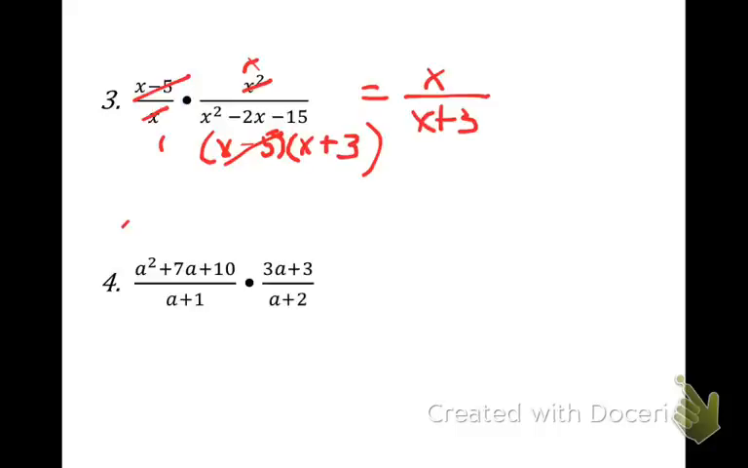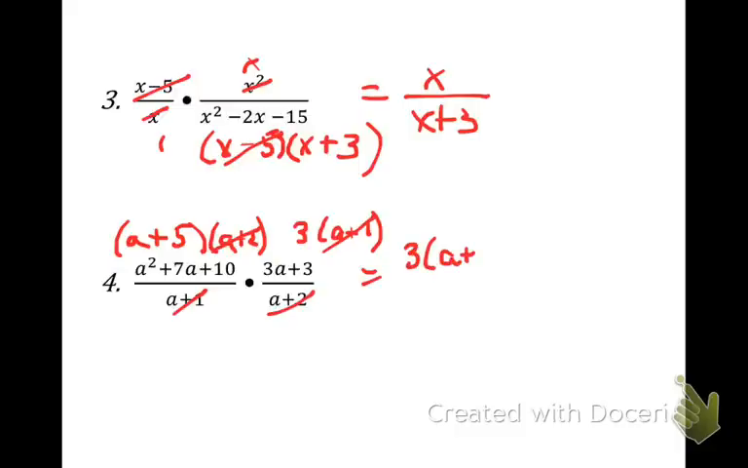In this one, we can factor here, and we need factors of 10, 5 and 2, that can add to 7. Here we can factor the numerator of the second one because it does have something in common, so don't forget that step. So the a plus 2's cancel. The a plus 1's cancel, leaving you 3 times the quantity a plus 5. And it's all over 1, so we don't put that. And you can leave it in factored form. I prefer that, actually, I think. So that would be your answer there.